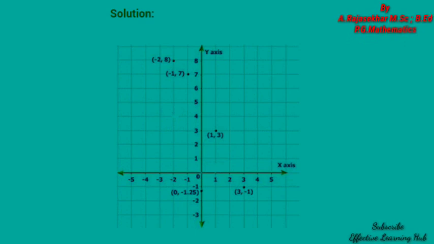First point (3, -1): x-axis 3, y-axis -1. Second one is (1, 3): x-axis 1, y-axis 3. Next one is (0, -1.25): x-axis 0, y-axis -1.25. Next (-1, 7): x-axis -1, y-axis 7. Next one is (-2, 8): x-axis -2, y-axis 8. 1 unit equals 1 centimeter on the x and y axes.